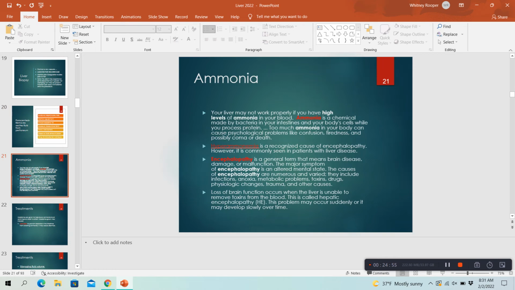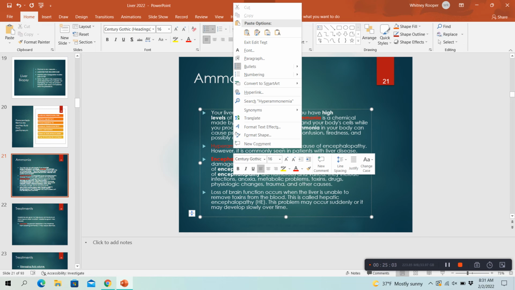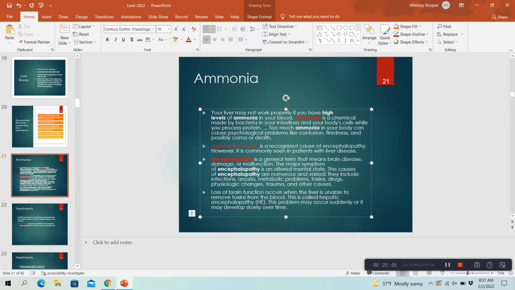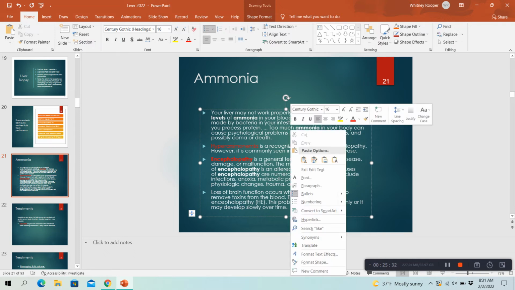Ammonia. Big thing with the liver. The liver will not work properly if you have high levels of ammonia. It's a chemical made by bacteria in your intestines. Too much ammonia in your body can cause physiological problems, confusion, tiredness. In the final stages, if the ammonia level gets really, really high, they'll be in a coma.